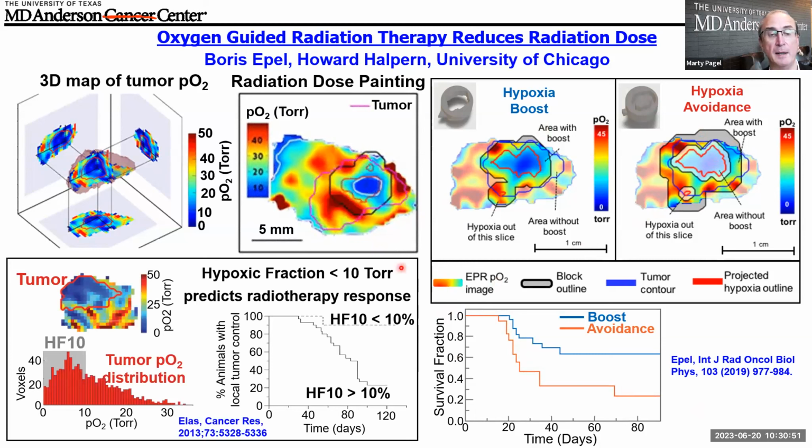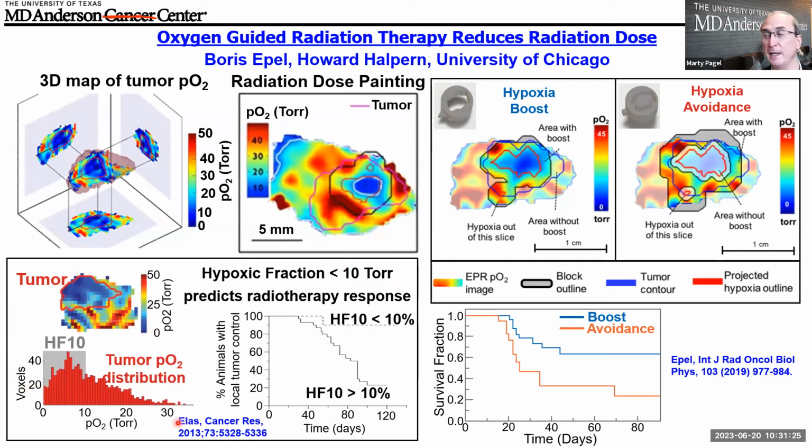As another biomarker, Dr. Halpern at Chicago has been discussing this for a number of years, that if you were to look at the fraction within the tumor that has very low O2, very low PO2, at less than 10 torr, that can be a predictive biomarker of the response to radiotherapy. Here's a case of a tumor outlined in red right here that has a lot of blue pixels, so it has very low PO2. In fact, here is the distribution.